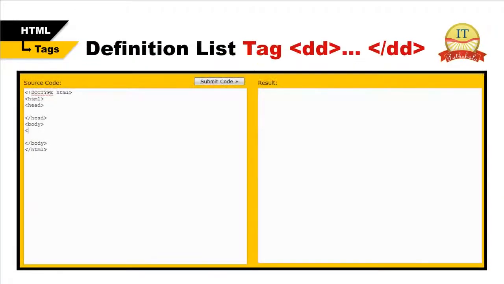In the following example, we shall create a definition list, define the words coffee and milk as list items, and then define the description for them.